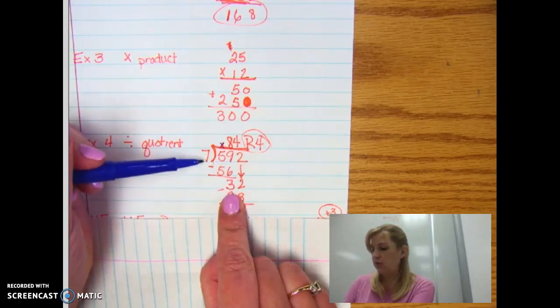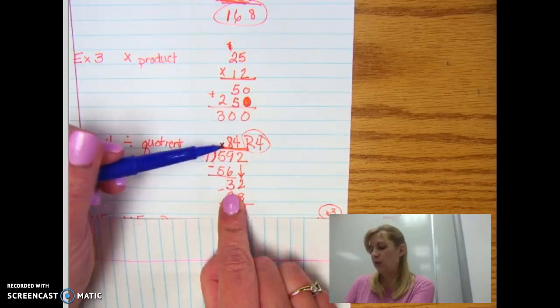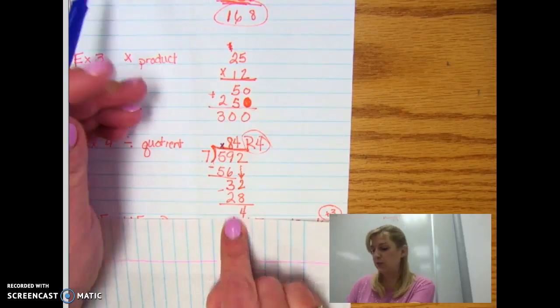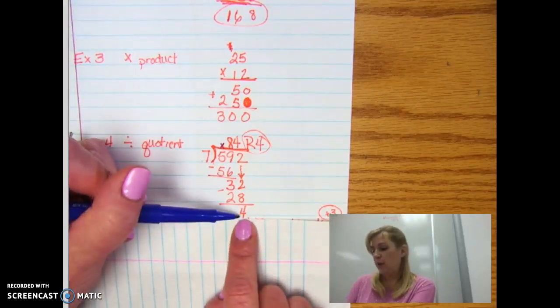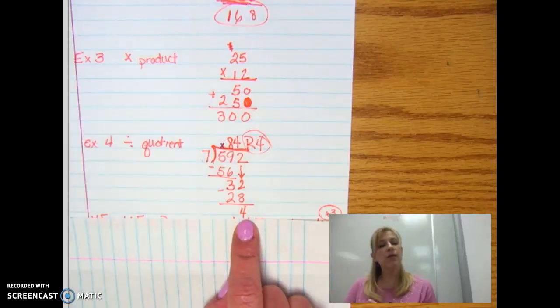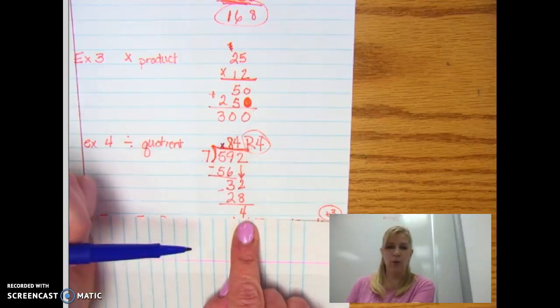We've got the 32. How many times does 7 go into 32? Well, I know it goes in 4 times without going over, which gives us 28. And then there's a 4 left over, and we're going to do a remainder 4. Later in the year, we will divide out to decimals, but we're not there yet, so we're just going to put the remainder of 4.